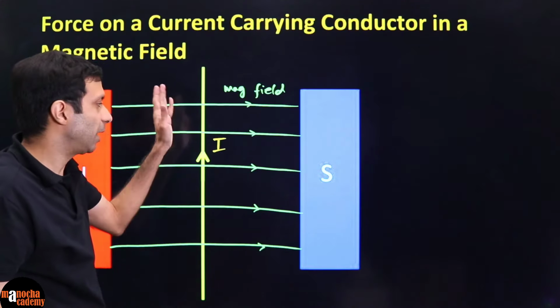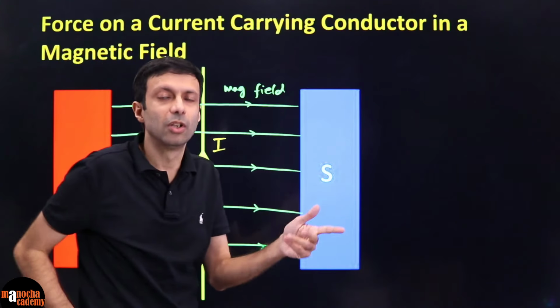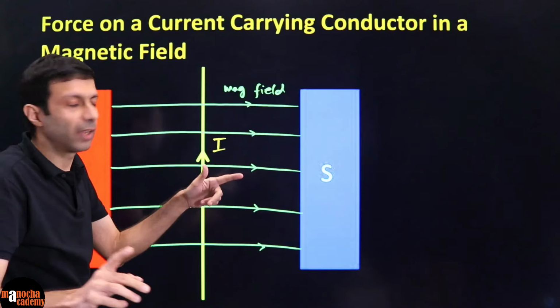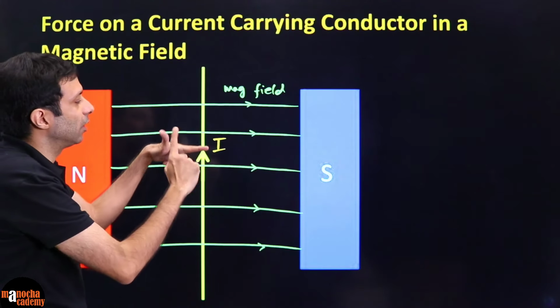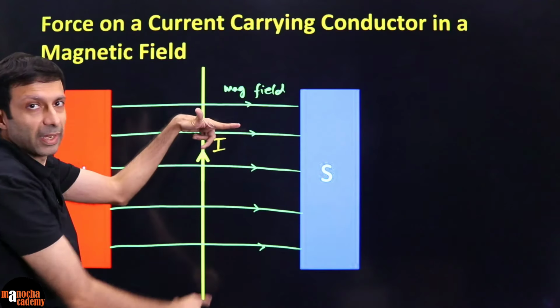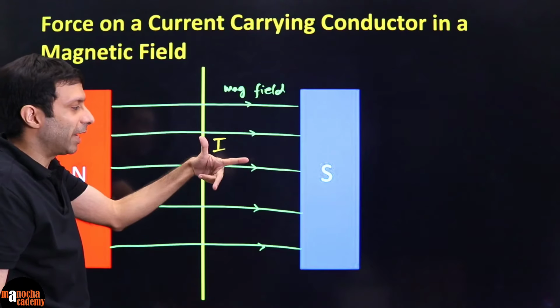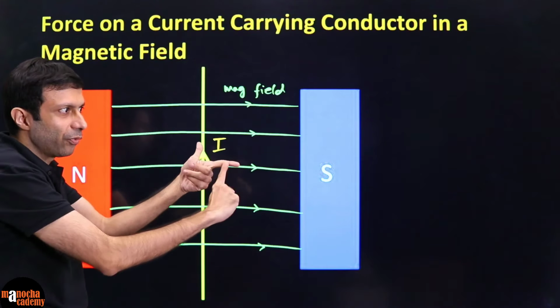Okay, so this is my I, this is my magnetic field. Again, we're going to use Fleming's left hand rule. So let's align it, go one finger at a time. So first align your forefinger in the same direction, north to south, right, of the magnetic field. This time the current is upwards. So I need to change, keeping the forefinger the same.